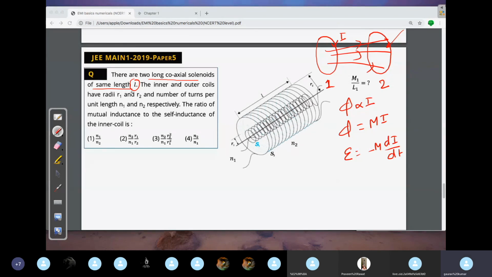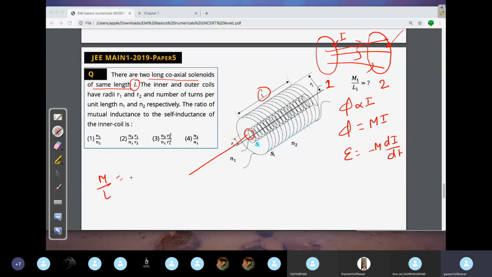Two long coaxial solenoids of same length है. दोनों का length same दिया हुआ है. The inner and the outer have radii R1 and R2. Answer is the ratio of the mutual inductance and self inductance of the inner coils. Inner coil के लिए बात कर रहा है. Ratio of what? Mutual inductance by self inductance.